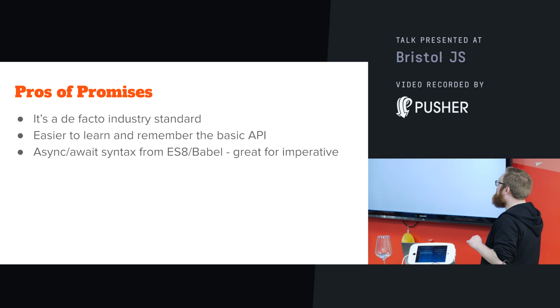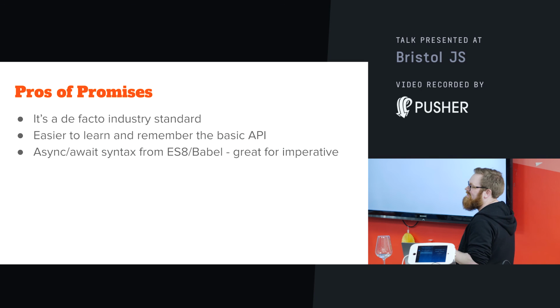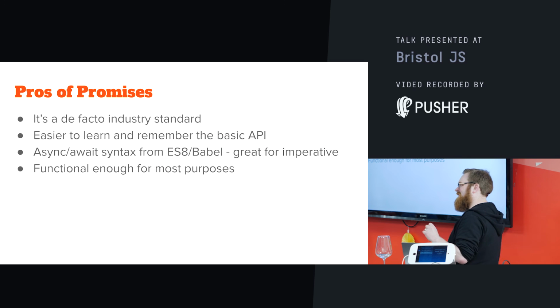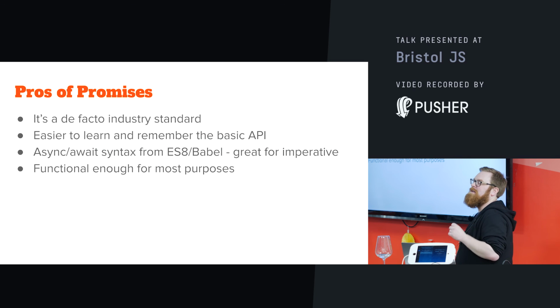The other great thing about promises is async await syntax from ES8 and Babel. Really, really good for imperative style. Allows you to forget that you're even working with delayed values at all. So if you're writing in an object-oriented or an imperative style, async await is an absolute godsend, and that's all powered by promises. And finally, it's functional enough for most purposes.